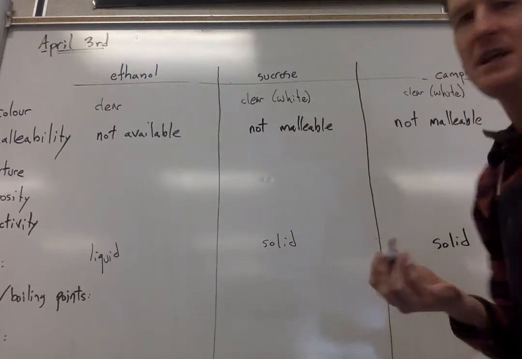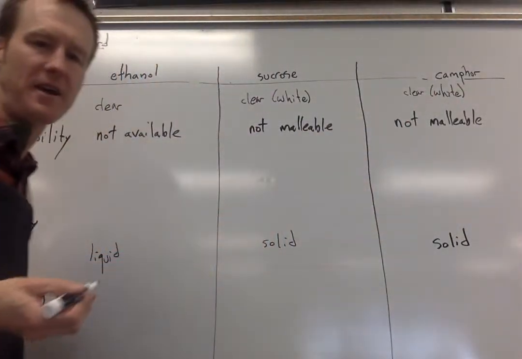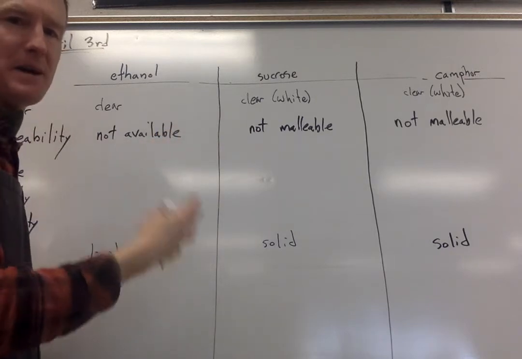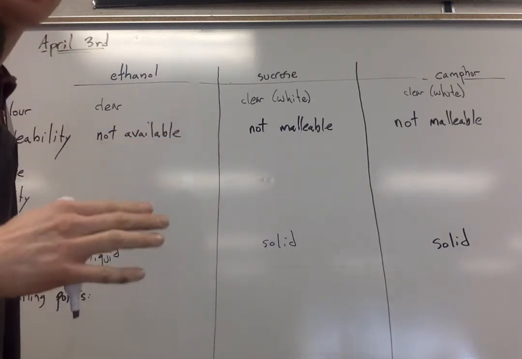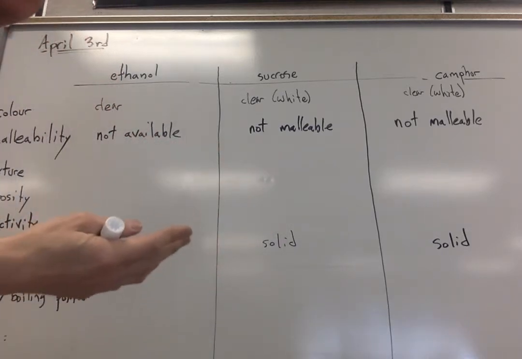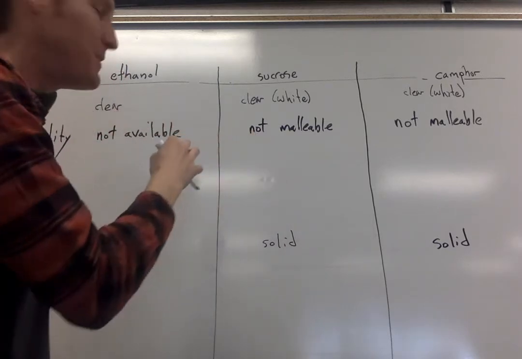not malleable. Keep in mind, this is something we do expect metals to be. We expect it to be possible to hammer a metal into a shape. These nonmetals or substances made with nonmetals, with covalent bonds, you can't hammer them into sheets.